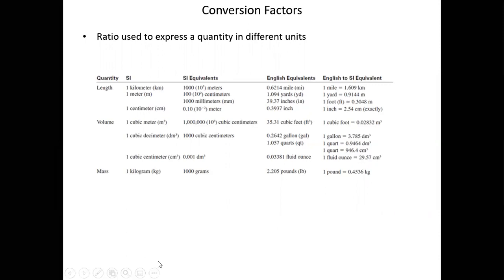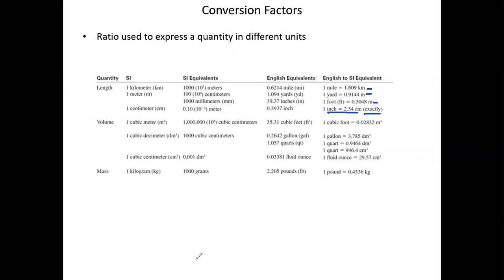So remember, for metric to English, they're all measured numbers except for this inch to centimeter. So anytime you're going to use a metric to English conversion factor, you have to see how many significant figures it has, because that may limit the number of significant figures in your calculation. Now, if you use inch to centimeter, for example, for length, then this is exact, so it doesn't play a role in dictating the number of significant figures in your conversion.